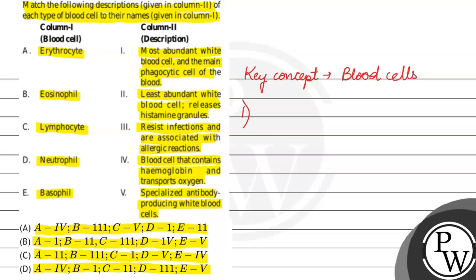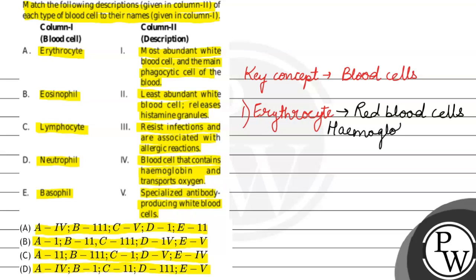The first one is erythrocyte. So erythrocytes होते हैं red blood cells. So इनमें present होता है एक pigment that is hemoglobin. So इसी pigment की वजह से they are red in color. So erythrocytes हमारे carry करते हैं oxygen and carbon dioxide to and fro from the tissues.